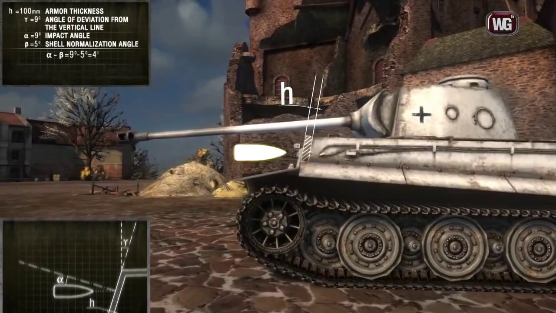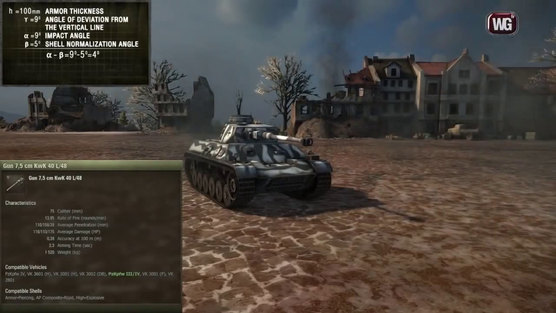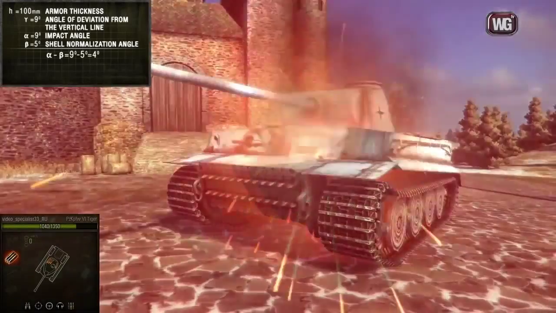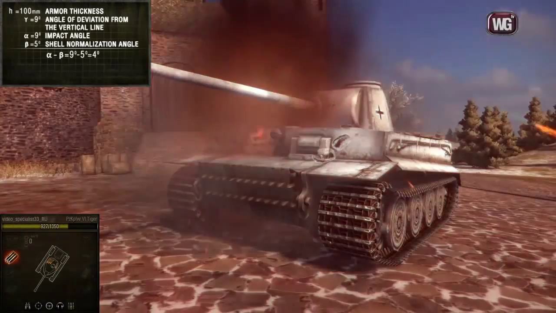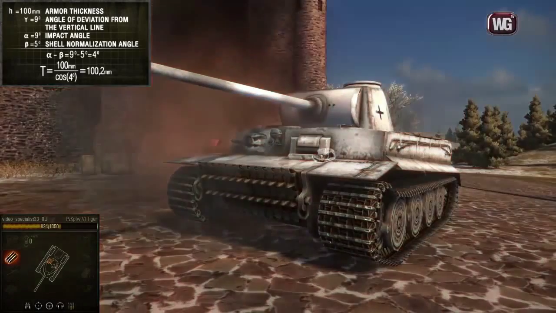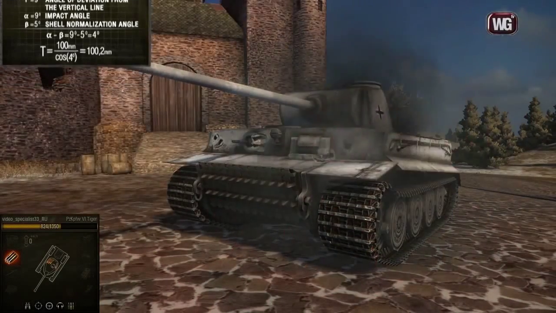Let's try the KWK-40L48, which has an average penetration of 106 mm. That'll result in multiple armor penetration before the 25% penetration variable is applied, as the effective armor thickness in this case is still 100 mm.